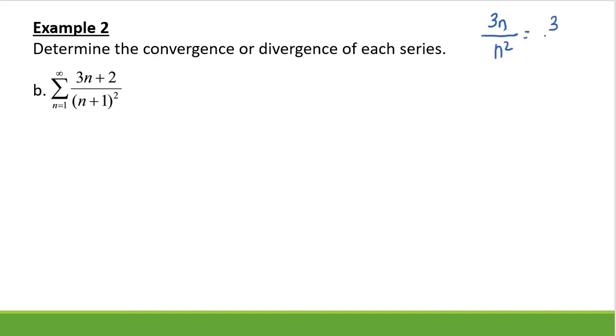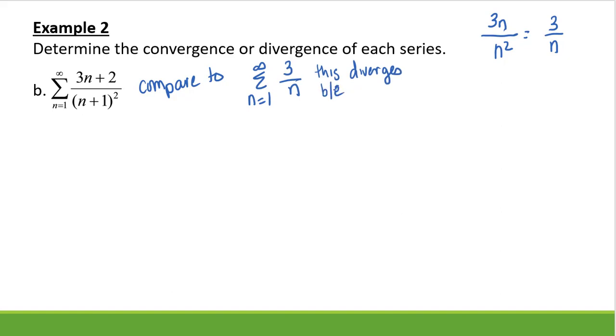So we're going to compare to the series 3 over n. And what do we know about this series? This series diverges because it's a harmonic series. So now I do my limit.